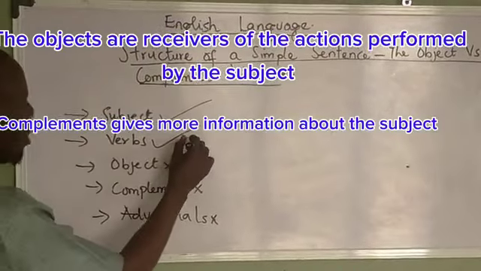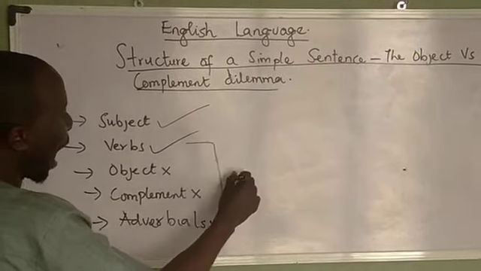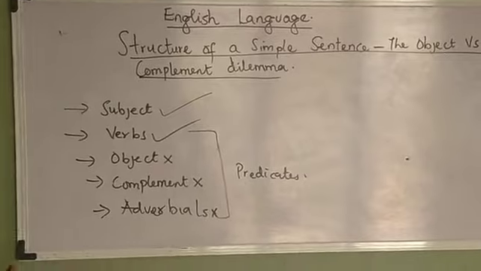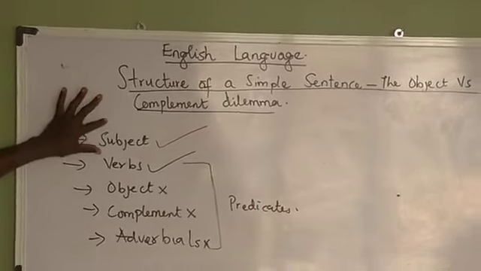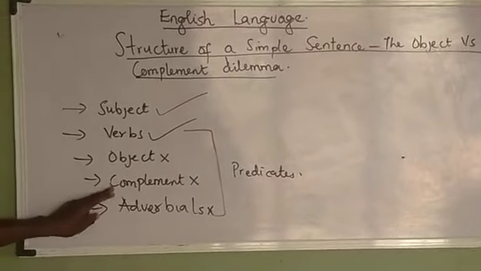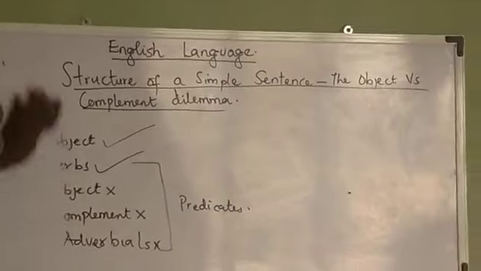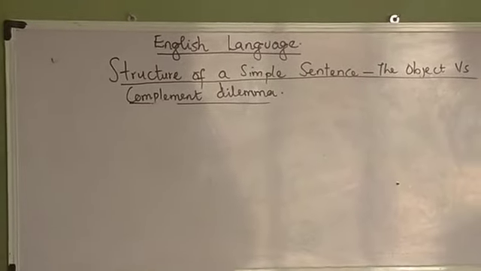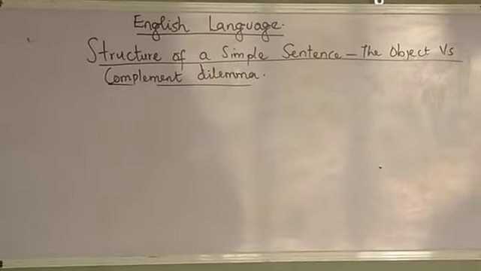These 4 parts of a sentence are known as the predicates. That's why in some classification you will see them classifying sentence into 2 major parts: the subject and the predicates. It is the predicates that contain the verb, the object, the complement, and the adverbials. Now, straight to the business of today. Our major business of today is the problem people do have when trying to distinguish between object and complement. Is there any difference? Look at this.